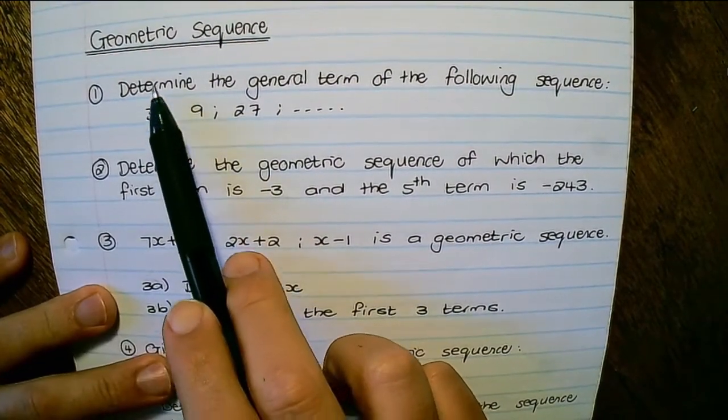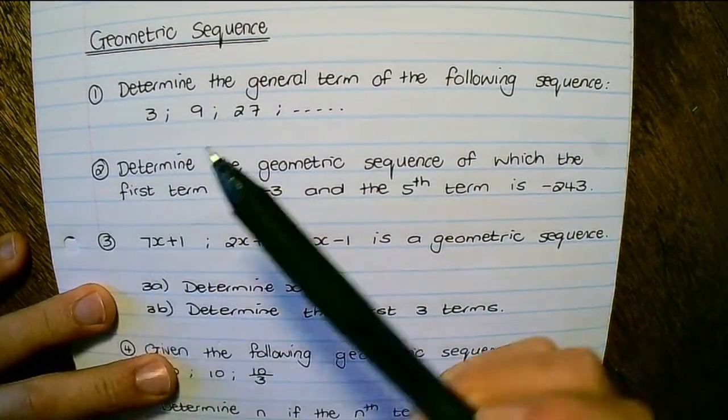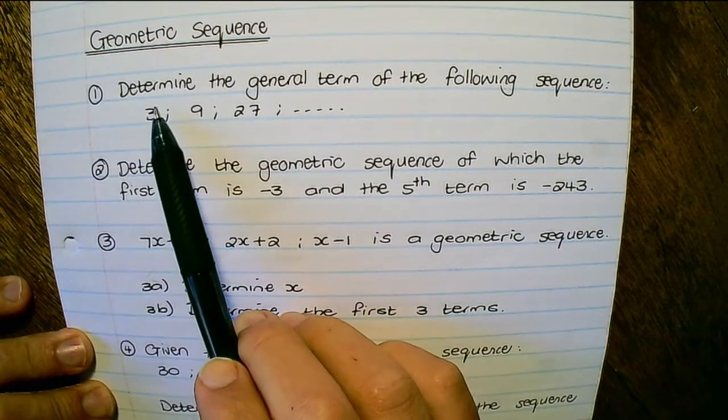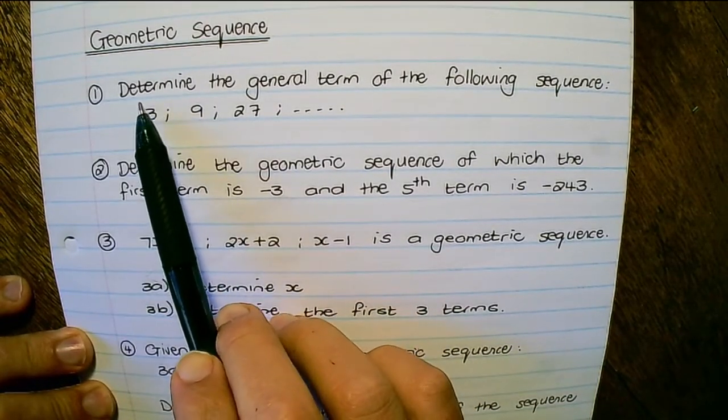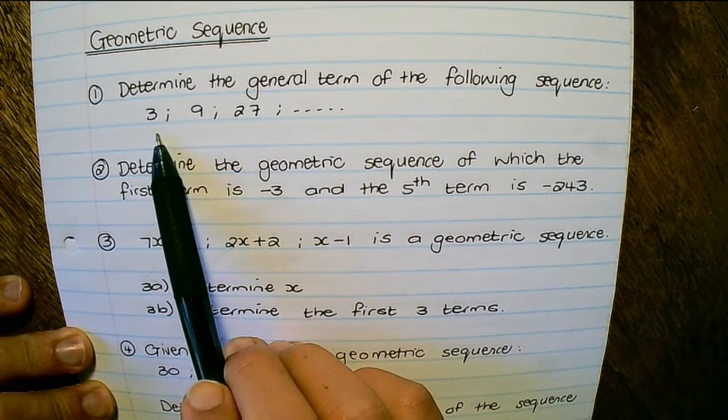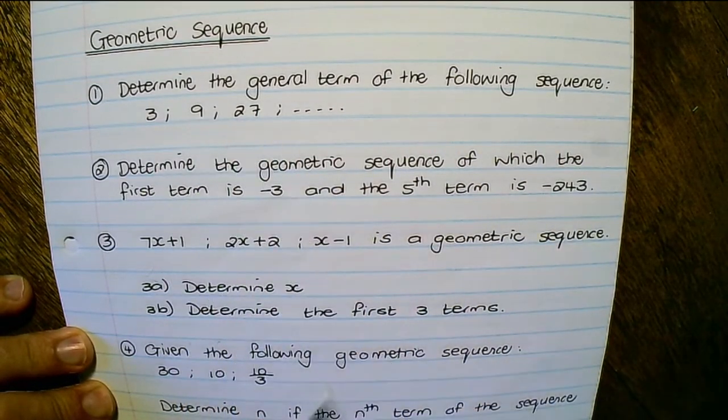In the next video, we'll discuss a geometric sequence, and we are going to answer 4 questions on the geometric sequence. So the first question is, determine the general term of the following sequence: 3, 9, and 27.